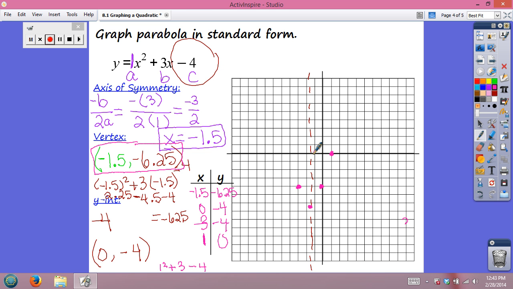You'll notice we are 2.5 away from our axis of symmetry. So if we go 2.5 the other way, we'll find that our last point is at negative 4, 0. So we'll go ahead and draw that parabola. And that is how you use the standard form to find a parabola and graph it.